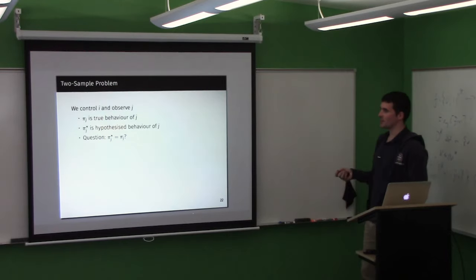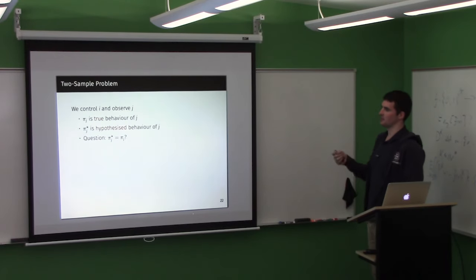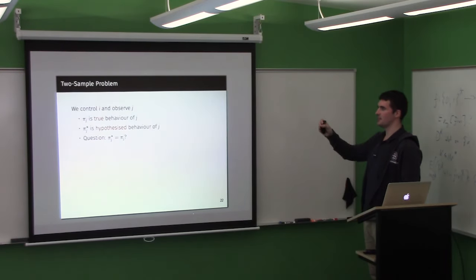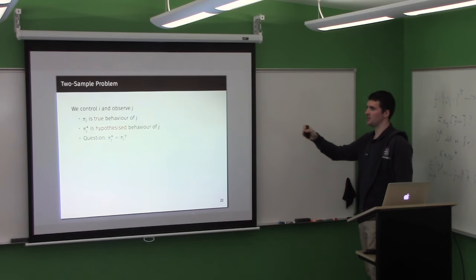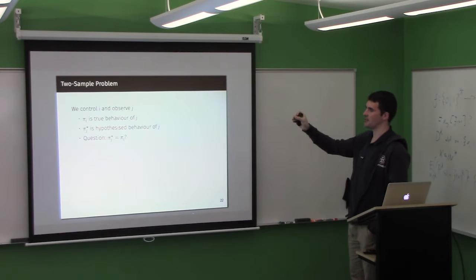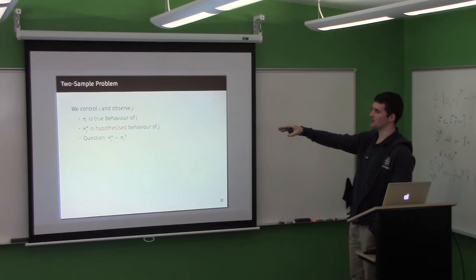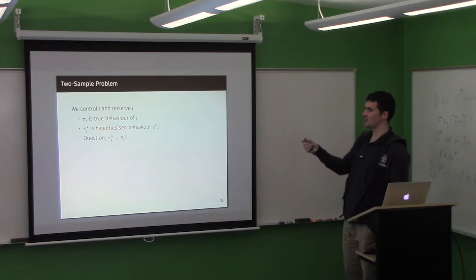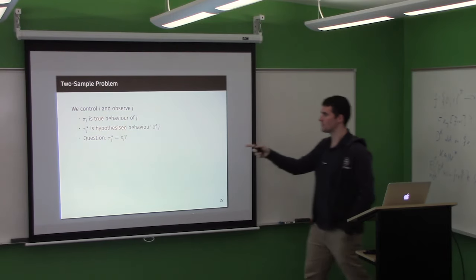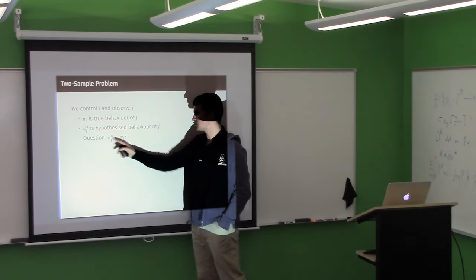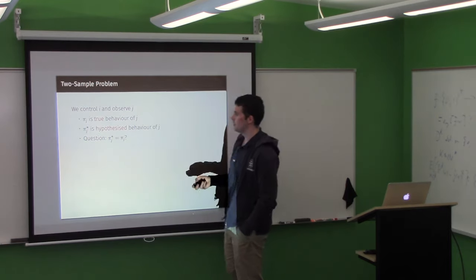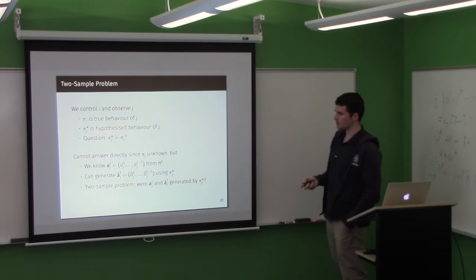Okay, so here's the key idea underlying the model. We control one agent i, and we observe another agent j. pi_j is the true behavior of agent j, and pi_j star is the hypothesized behavior. And the question in the testing problem is, are these two things the same? Well, we can't answer this question directly because we don't know the true behavior. We only have the hypothesis, but we don't know the true behavior. But here's what we can do instead.